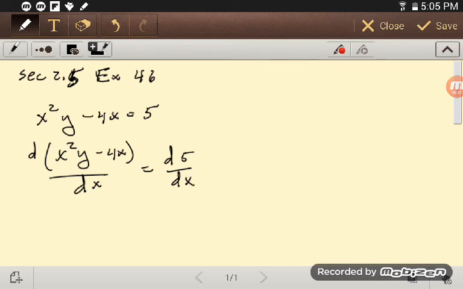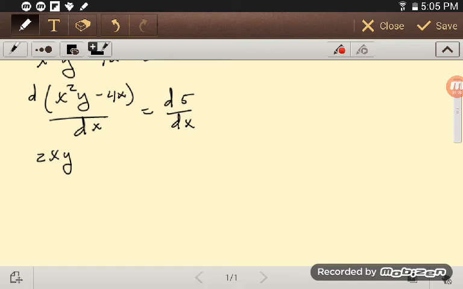On the left side we have a product rule. So I have my 2x times y, and then plus x squared times y prime, because that's the derivative of y. And then minus 4, and that equals 0. So I can solve for y prime here. I have x squared y prime is equal to 4 minus 2xy.